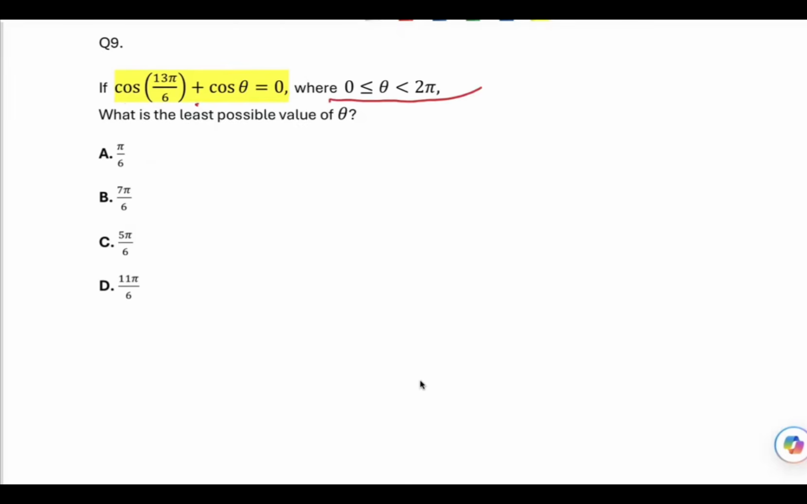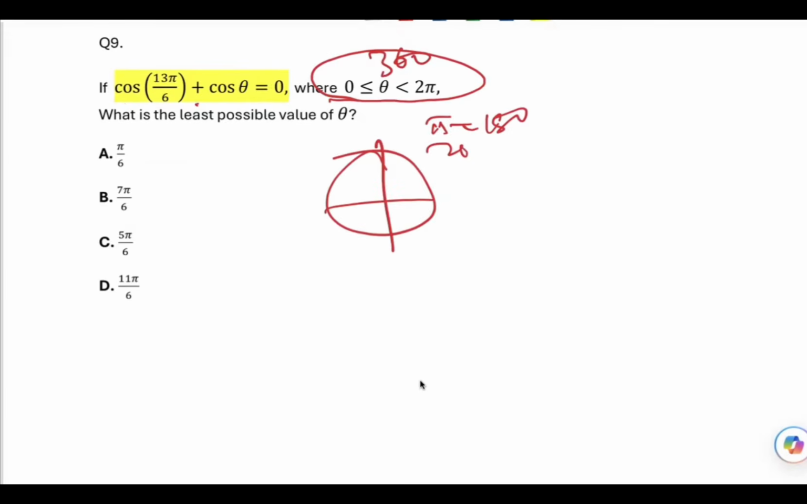And they said what? They've given you a range. Think about it. Pi is 180, 2 pi is 360. That means we are within the range of a unit circle, 360. That's all. They said, what is the least possible value of theta? They've given you an angle, you don't know the certain angle. When you add it, you get 0. That's what the question is asking.